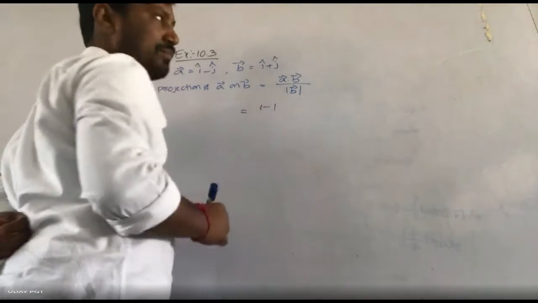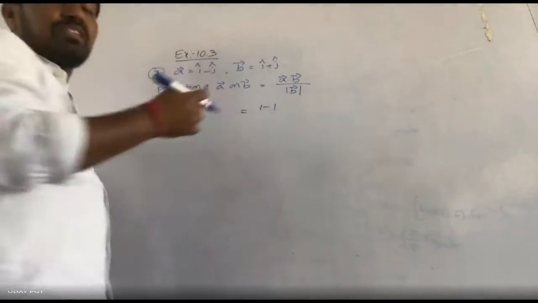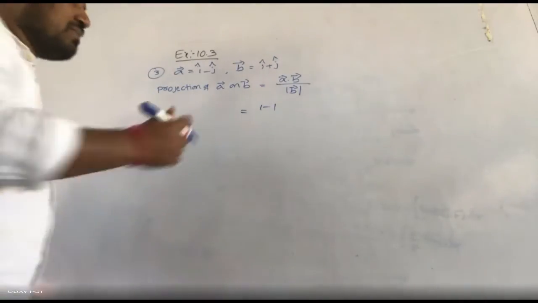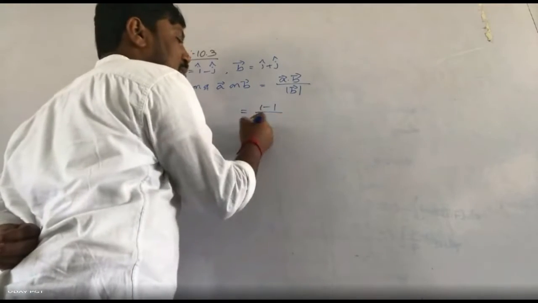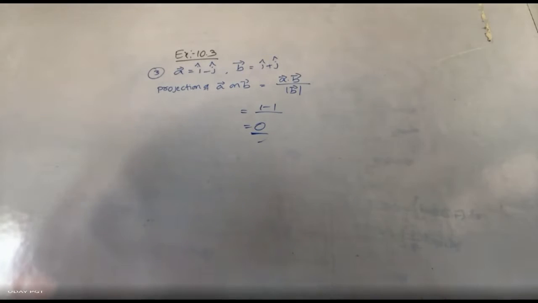1 into 1 minus 1 into minus 1, minus 1 into plus 1, minus 1. So 1 minus 1 we are going to get, and whatever the denominator is, the final result is going to be 0. So the projection of A bar on B bar is 0.